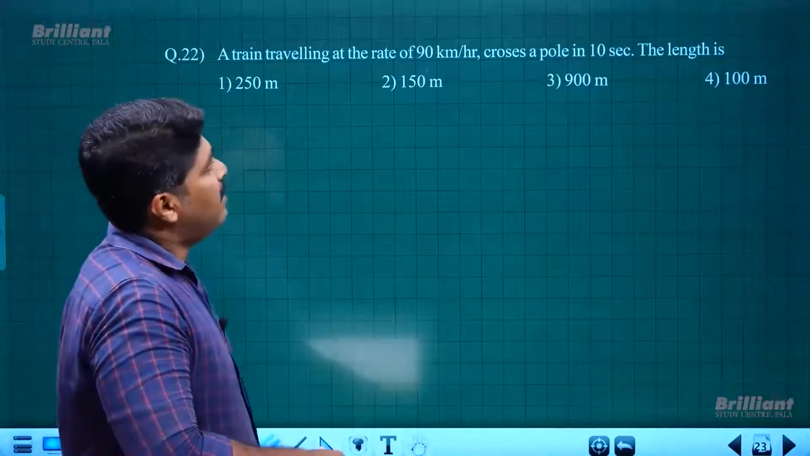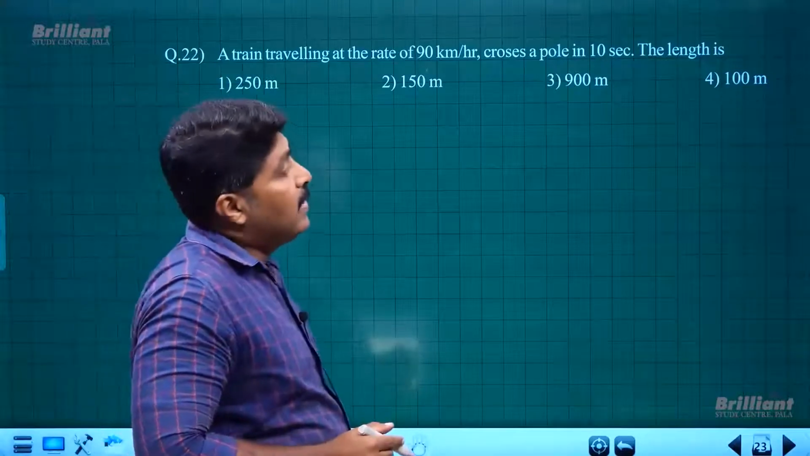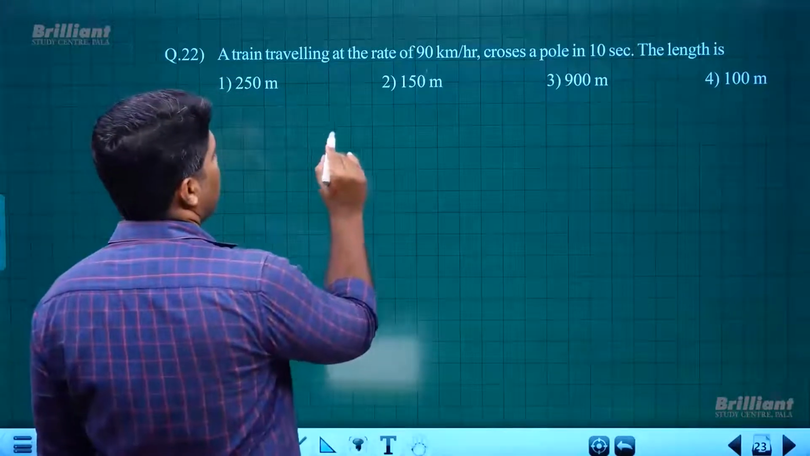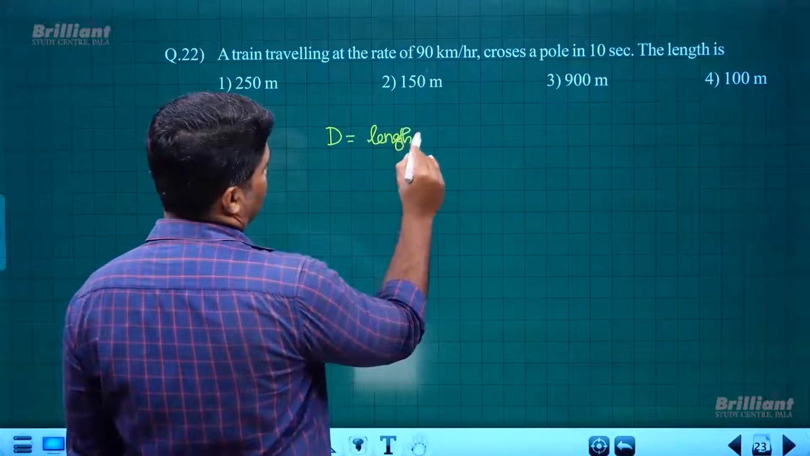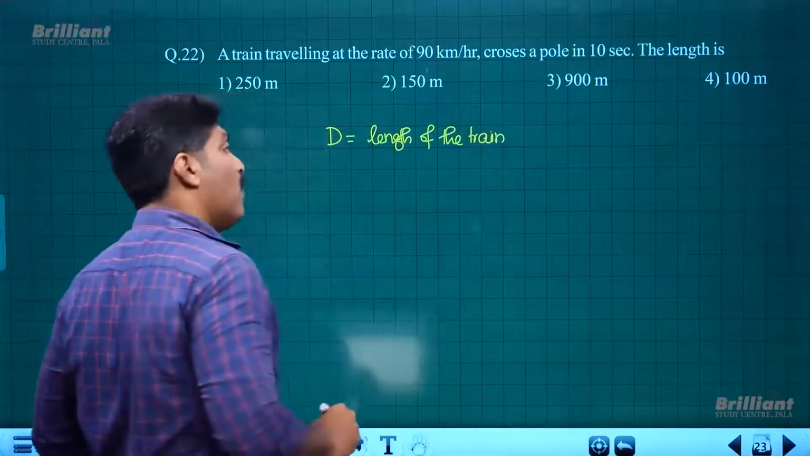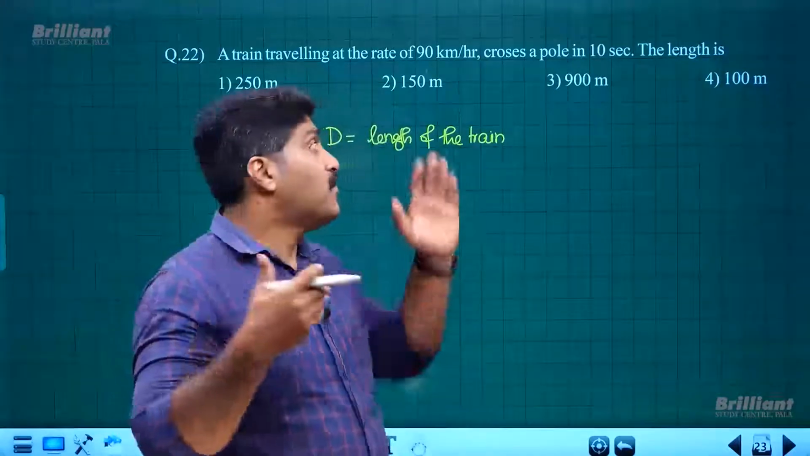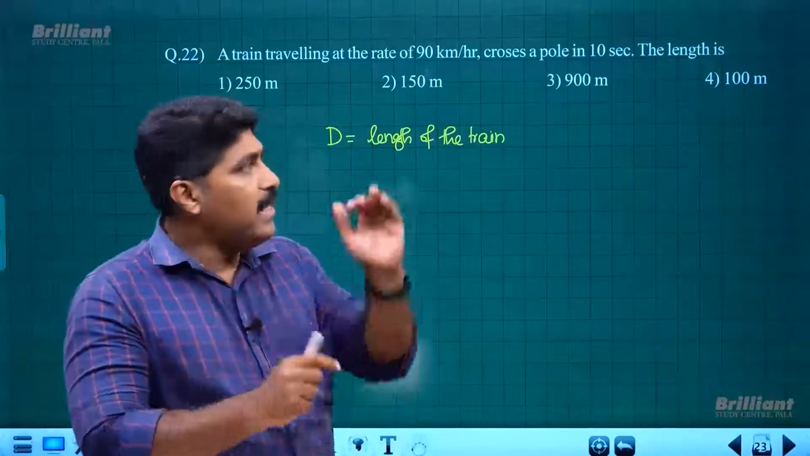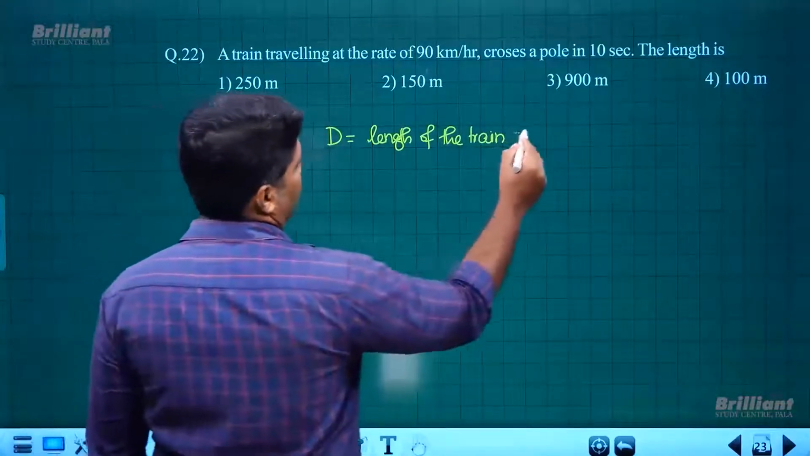A train traveling at the rate of 90 km per hour crosses a pole in 10 seconds. The length of the train is the same as the distance in this activity. So in this activity, distance is the length of the train. Correct? Because when a train is crossing a standing pole, that's a stationary object, the distance covered by the train is the same as the length of the train. So that we are going to find out.